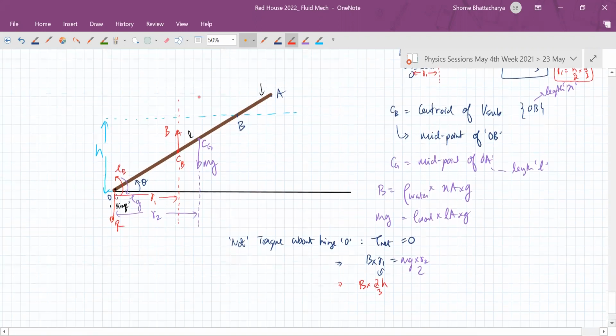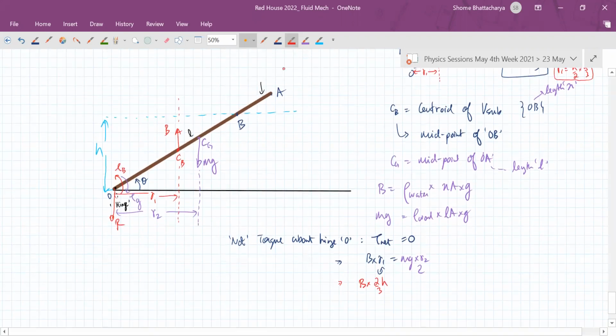Okay. Now on the other hand, R2. So for R2, you have to understand that this distance OA is equal to L. Okay. So R2 is equal to L by 2 cos theta. That should be 2 by 5 L.